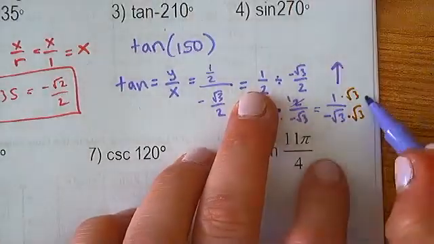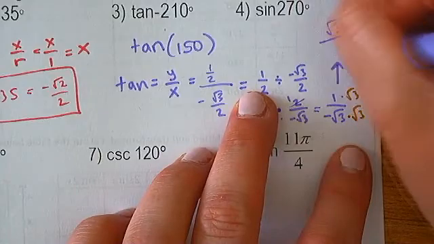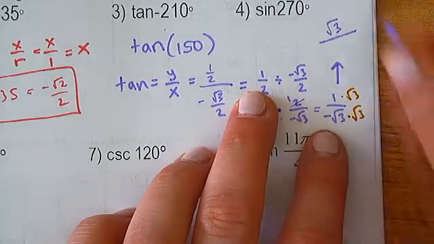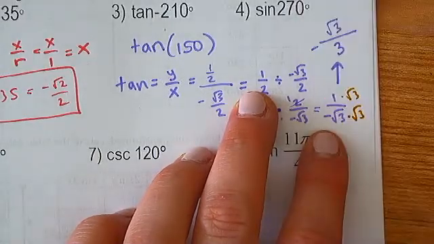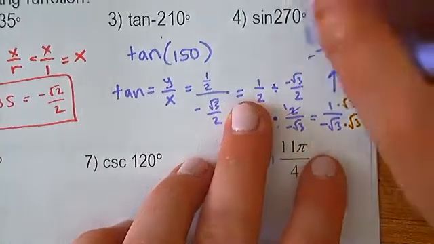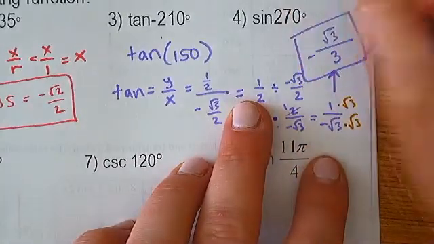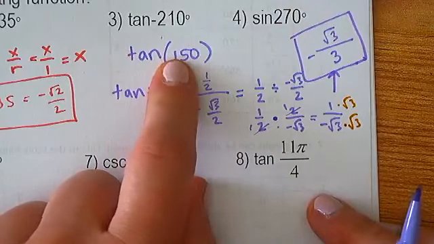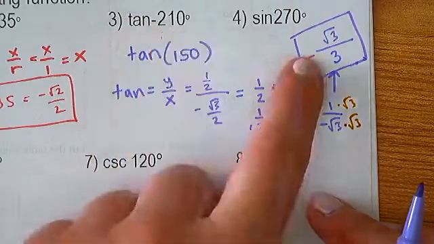And that's going to give us 1 times √3, which is √3, divided by √3 times √3, which is just 3, and it's negative. So this is what tan of 150 or tan of negative 210 is equal to.